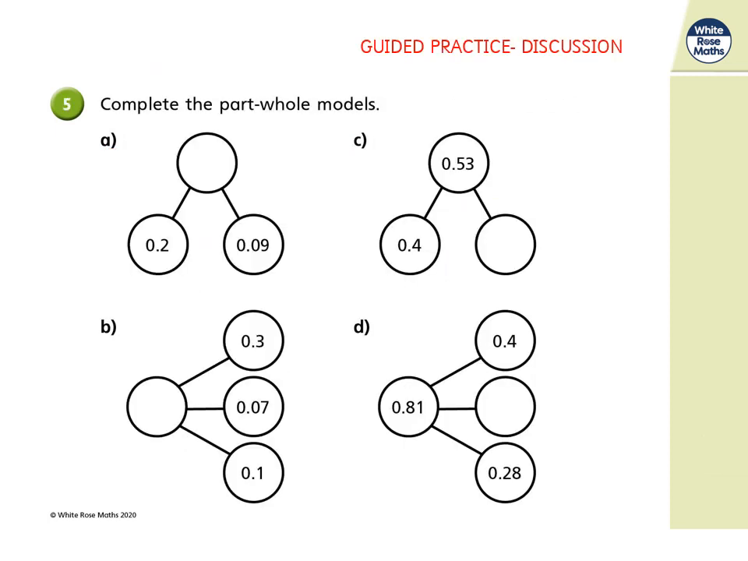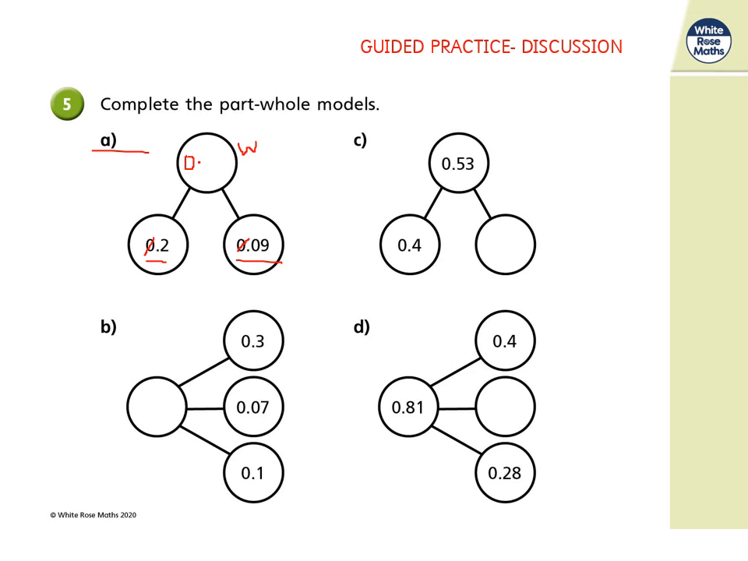Now, this is a guided practice discussion for us. So you've already looked at something similar. So I'm hoping that when you're looking at these, you think, oh, yes, I know what I need to do with this. So A, I have 0.2 and 0.09. The first thing that I'm looking at is the fact that I have 2 parts, so I need to work out the whole. Okay. I don't have any ones in this number, and I don't have any ones in this number either. So actually, I have 0 ones still, and then I'll just pop my decimal point after that, and then I'll be looking at my tenths column.